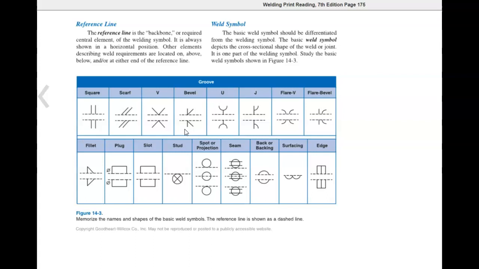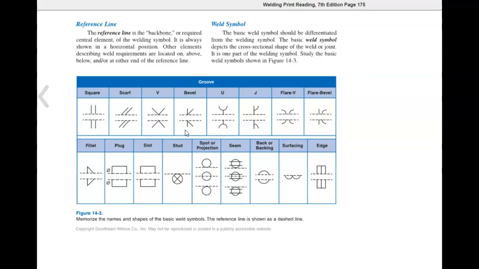Weld symbol. The basic weld symbol should be differentiated from the welding symbol. The basic weld symbol depicts the cross-sectional shape of the weld or joint. It is one part of the welding symbol. Study the basic weld symbols shown in figure 14-3. Memorize the names and shapes of the basic weld symbols.